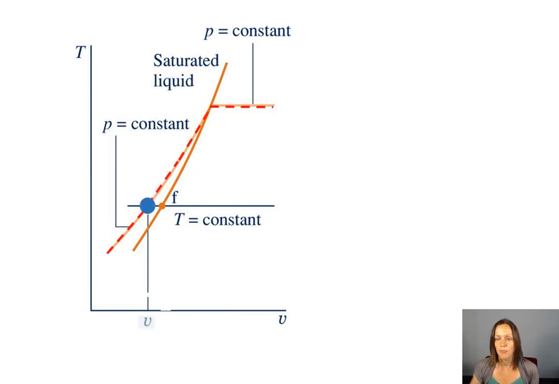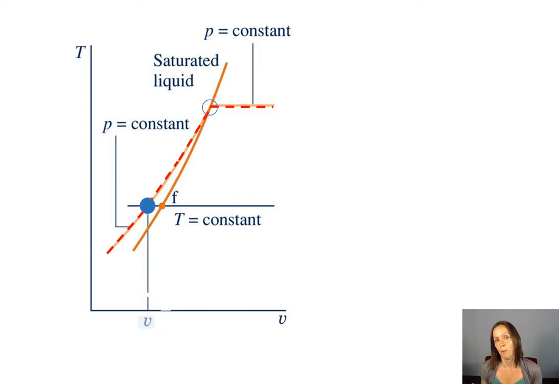Now, this blue dot represents the state of your compressed substance, so it's out there in the compressed region. And you'll see there's a red dotted line that goes through it, and that is the line of constant pressure.